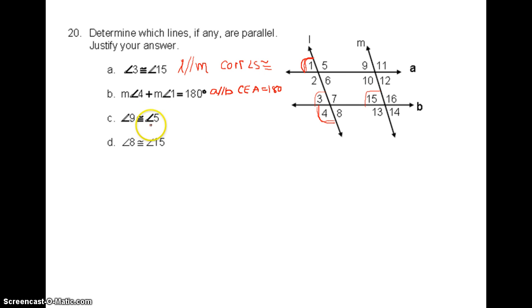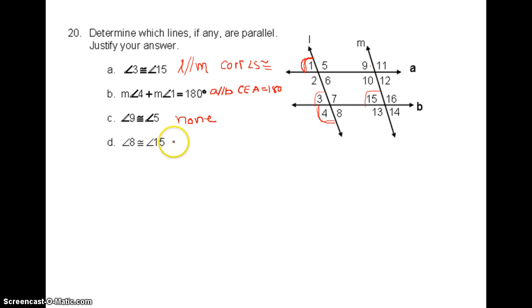Okay, angle 9 is congruent to angle 5. 9 and 5 are up here. That would be this transversal, A, and these two lines, but 9 and 5 are consecutive interior. They're supposed to add up to 180, not be congruent, so this one is going to be none.